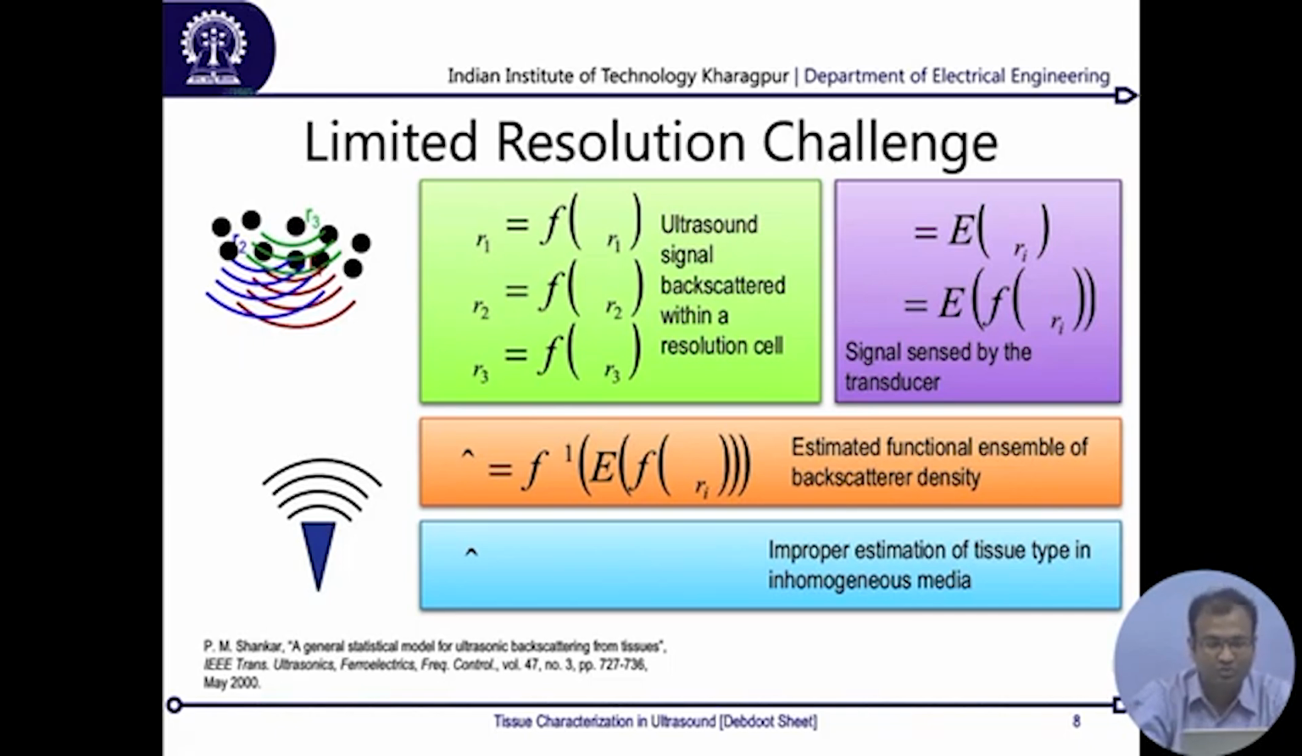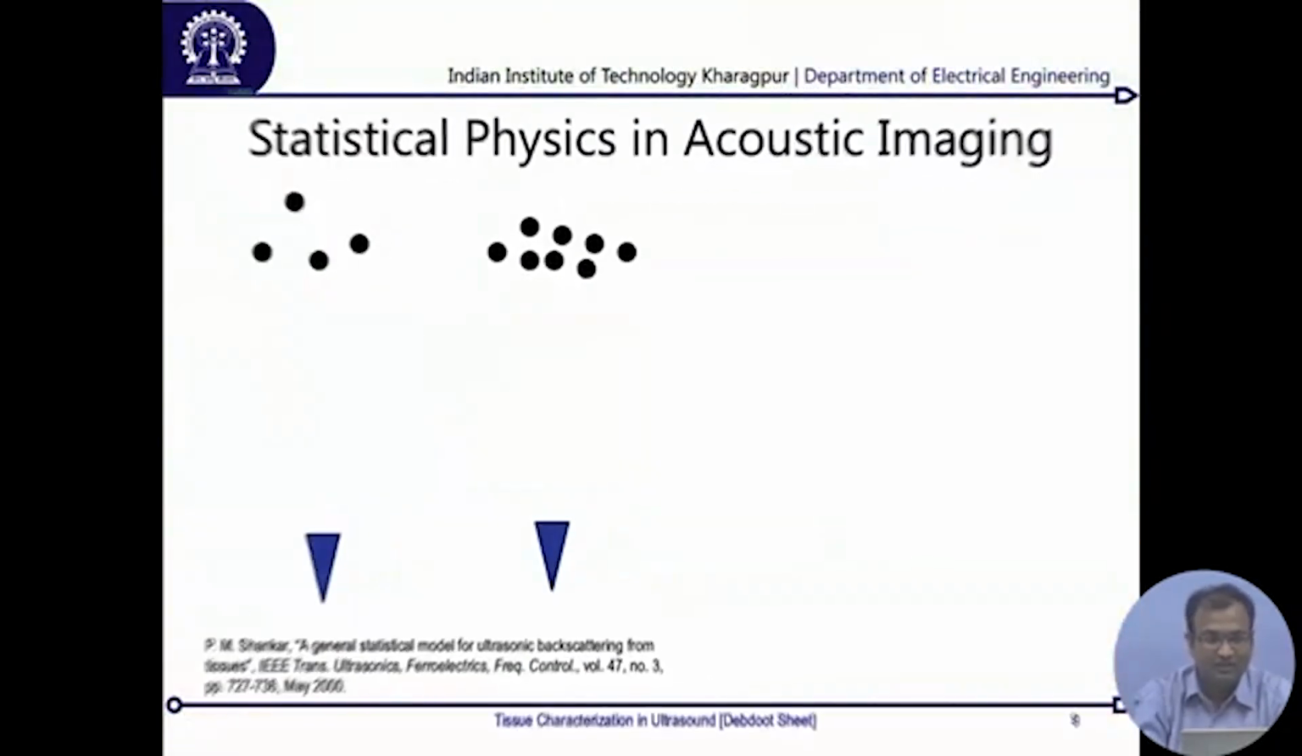Now in order to solve this sort of intractable problem, we enter into an interesting fact over here. This interesting fact is that we make use of the statistical physics of acoustic imaging. For that, what we do is something like this. Say that I have different tissues which have different kinds of cellular densities.